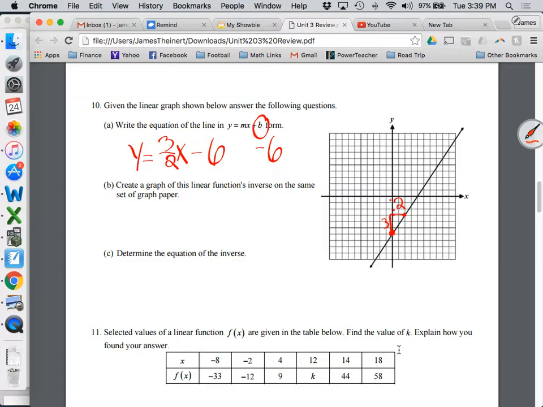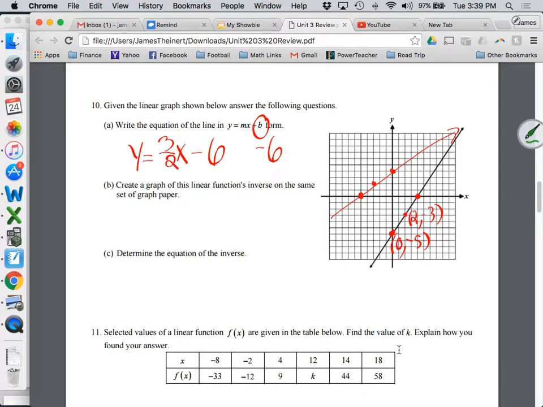Create a graph of the function's inverse on the same set of graph paper. I'm going to keep those 2 points, and I'm going to flip them. This would be 2, -3, and this would be 0, -5. Flip that. -5, 0 should be on there, as should -3, 2. Okay, you want a couple more points? Here's 4, 0. How about 0, 4 being on the inverse? Okay, and that's going to be what our inverse function looks like.